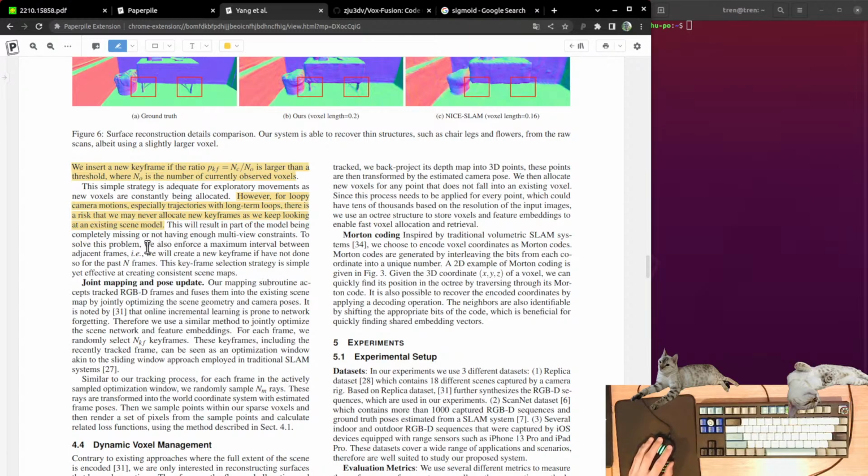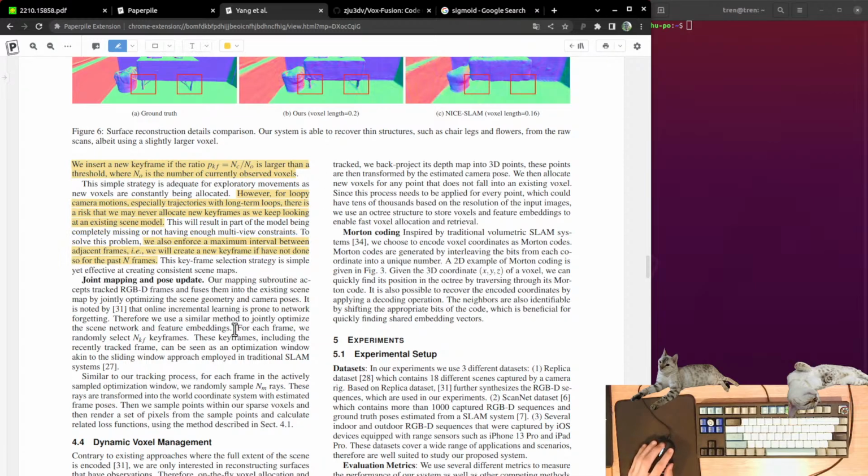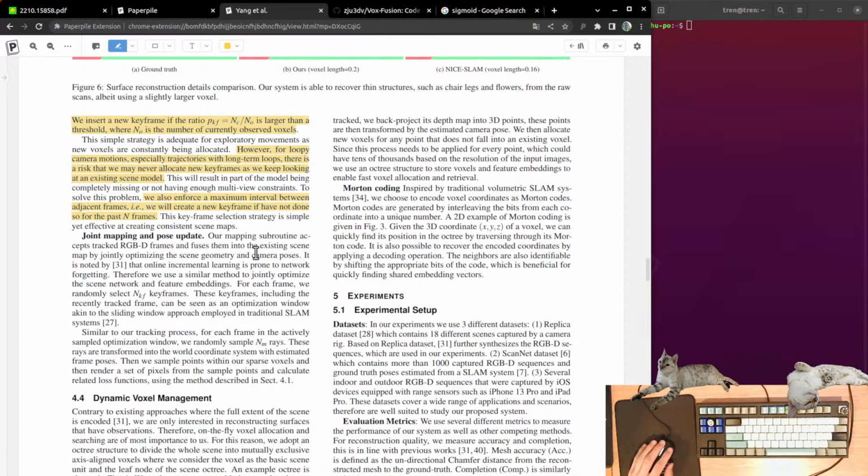Okay, so to do that, they enforce a maximum interval between frames. So if you haven't created a frame in some amount of frames, you will automatically create a frame. So it's just jointly optimizing the frame and the already existing ones.